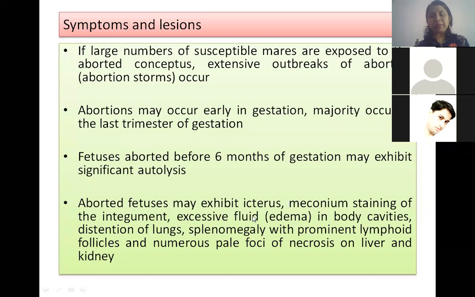Excessive fluid will be present in the body cavity, lungs will be distended, splenomegaly will be there, prominent lymphoid follicles will be seen, and numerous pale foci of necrosis on the liver and kidney will be present.